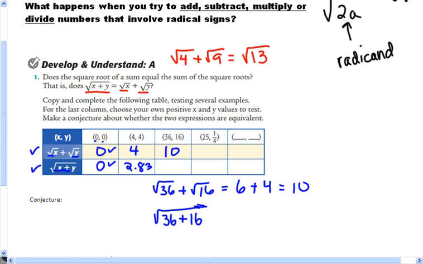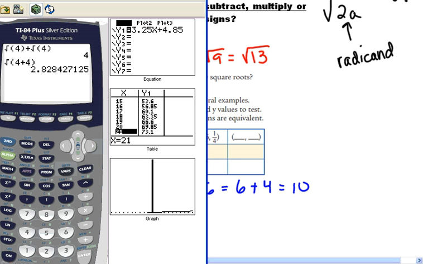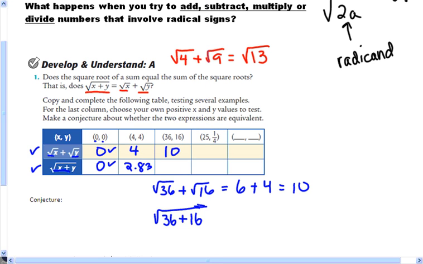The square root of 36 plus 16, I think I'm going to use my calculator to help me do that. So square root of 36 plus 16, and then close the parenthesis and press enter, and 7.2, again, an irrational number. It's about 7.2. So that's our second problem where we did not get the same thing.